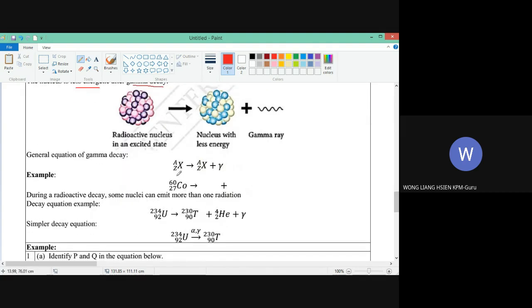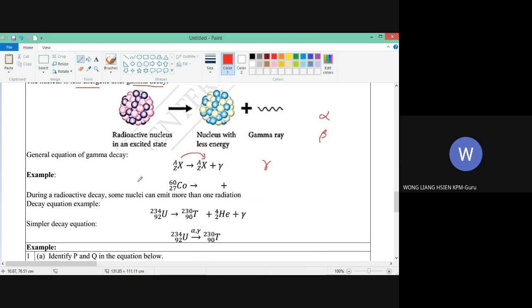Okay, so the general equation. So you see the element is still the same. The X element after undergoing gamma decay is still X element. Okay, there is no change. Okay, still the same X element. And with this gamma ray, the symbol for the gamma ray is the Greek letter gamma. Okay, this is how you write the symbol gamma. Okay, this is alpha, beta.